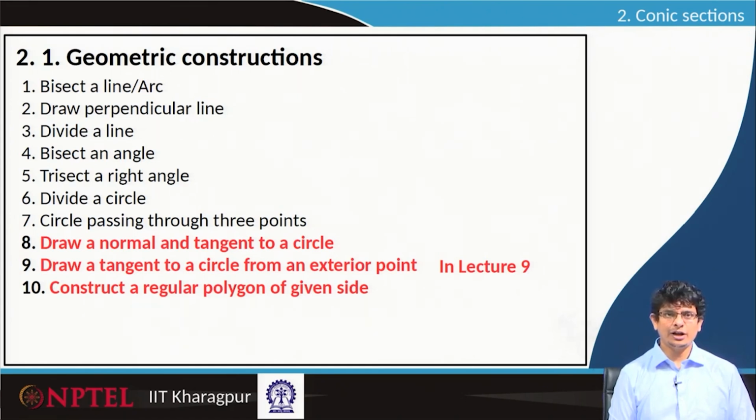In today's lecture 9, we are going to cover how to draw normal and tangent to a circle. The second part of the thing, how to draw tangent to a circle from an exterior point. Finally, we will cover how to construct a regular polygon of a given side.